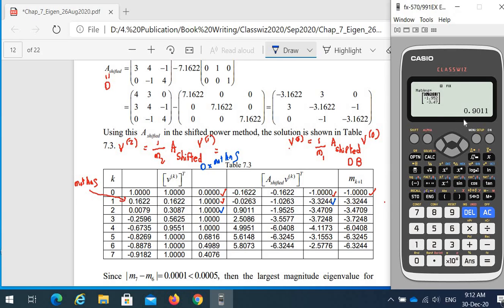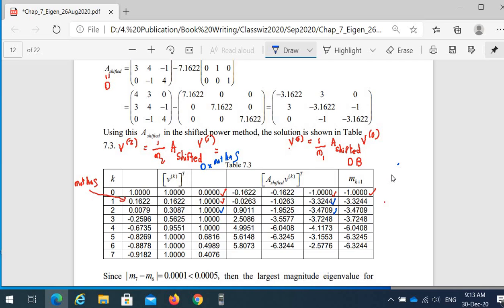So you get positive 0.9011, negative 1525, okay, negative 3.4709. We got here. So your M3, M3 is the largest magnitude including the sign. So negative 3.4709. Okay, later on you take, because this one is kept in max answer. This result is kept in max answer. The same with your V1, also kept in max answer.